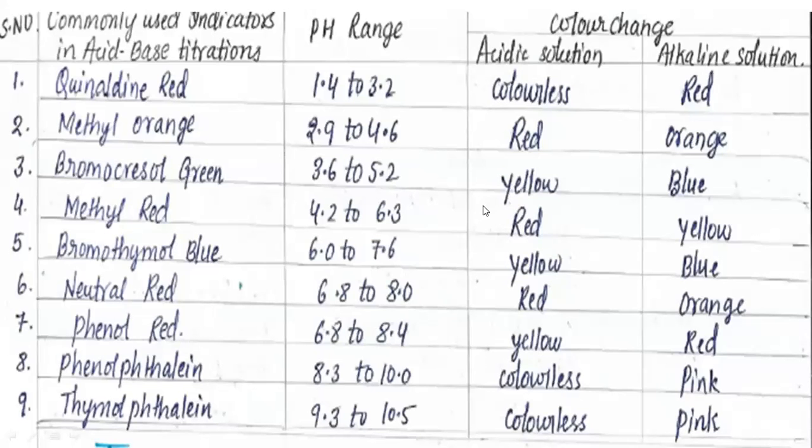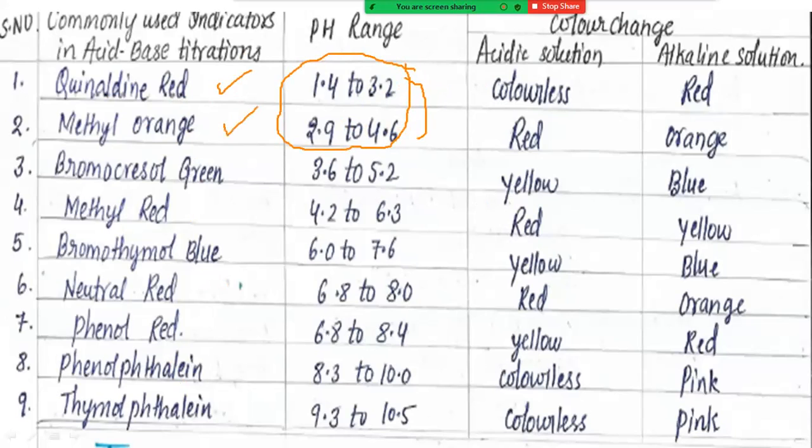So these are the commonly used indicators in acid base titrations, right? Here we can divide these indicators based on strength. For example, if you take these two indicators, quinaldine red and methyl orange, these two indicators give the color change in strong acidic medium. Generally strong acidic medium is around pH 1 to 3.5. So that's why these two indicators are used to give the color change in strong acidic medium, right?